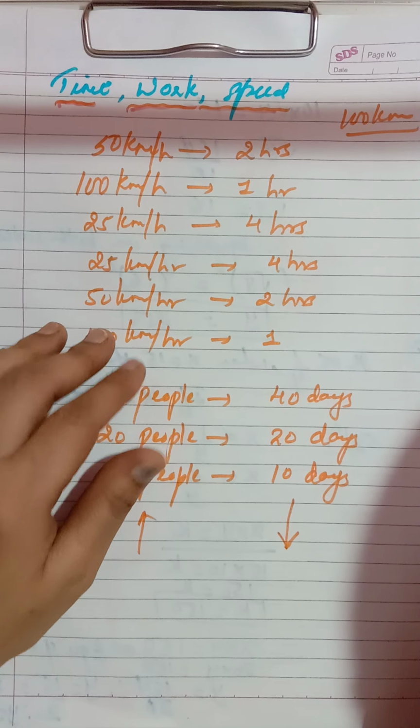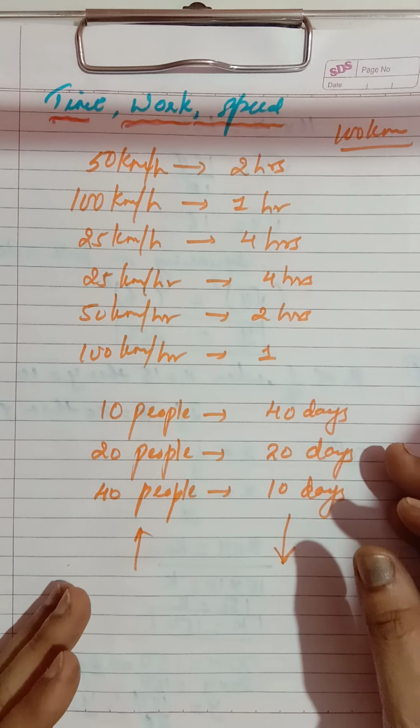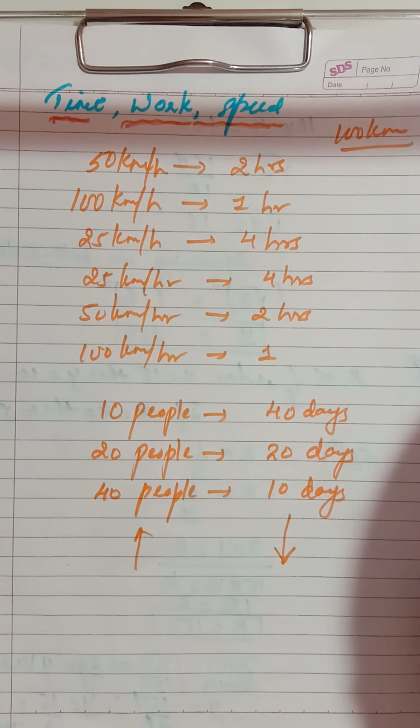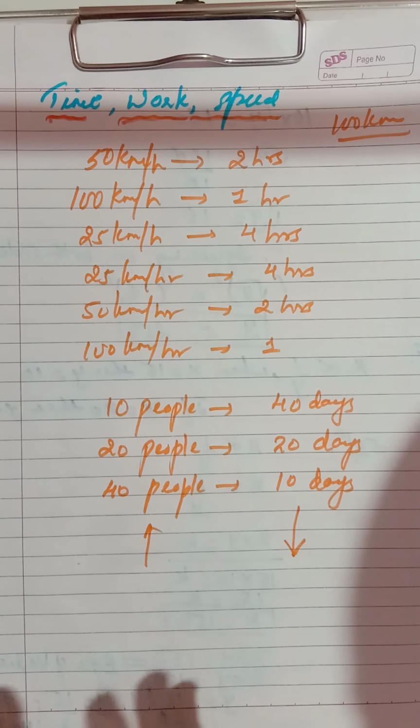And the same thing with speed. If the speed of a vehicle is more, it will take less time. If speed is less, it will take more time, right? So this type of inverse variation sums are related with time, work and speed. We are learning this under the topic of variation.